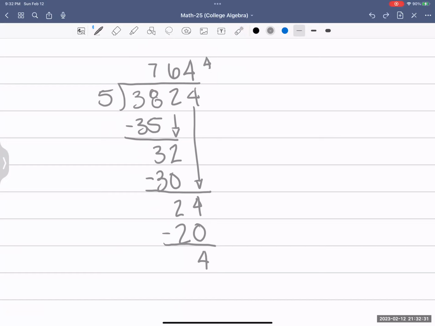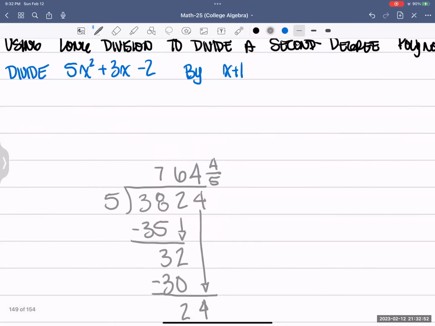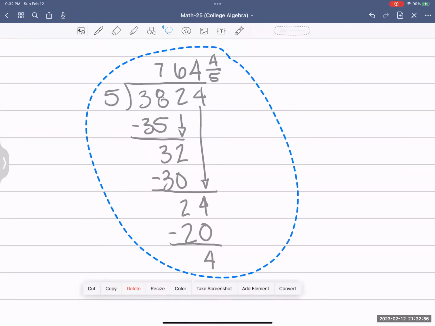Back in elementary school, I kind of remember them doing a remainder of 4. We're going to ignore that part because our remainder is going to be part of a fraction. So 4 over 5, that's our solution here. We're going to take a very, very similar approach when we start doing the long division with polynomials. So let's get rid of this.